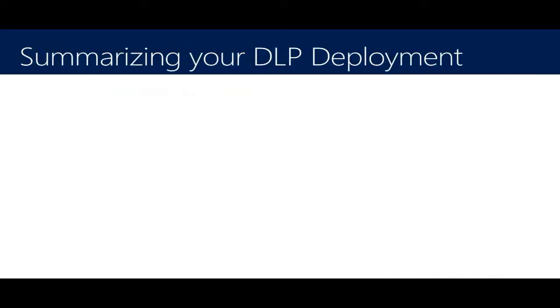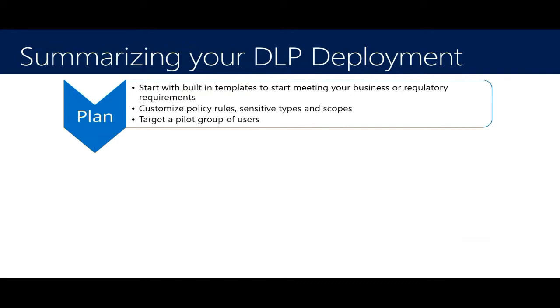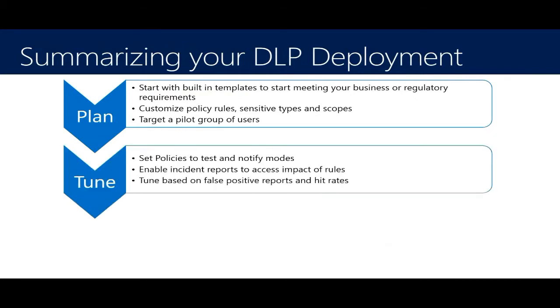So to summarize really how to do your DLP deployment, you start out with a plan. And in that plan, you start with the built-in templates that are there. Make sure that you're meeting either a business or regulatory requirement. You can customize these policies and sensitive types and scopes. You can target that little group of users that will help you fine-tune that new policy that you want to put in place. Then you can test these and notify the users by putting those tips out there. Make sure that they're actually doing what they're supposed to do.